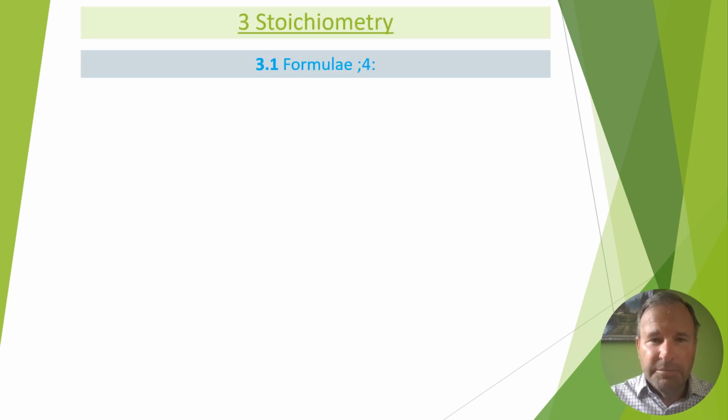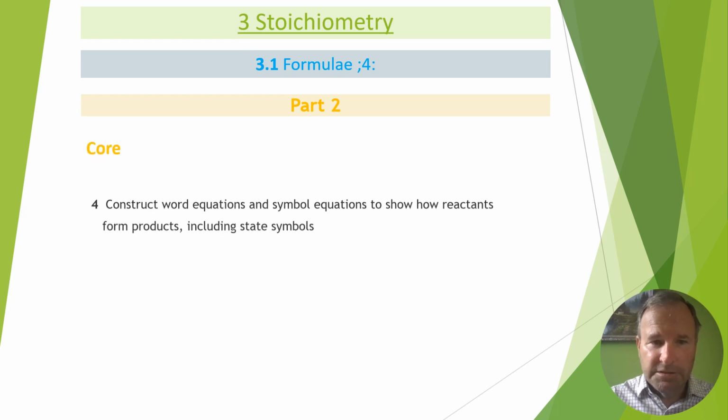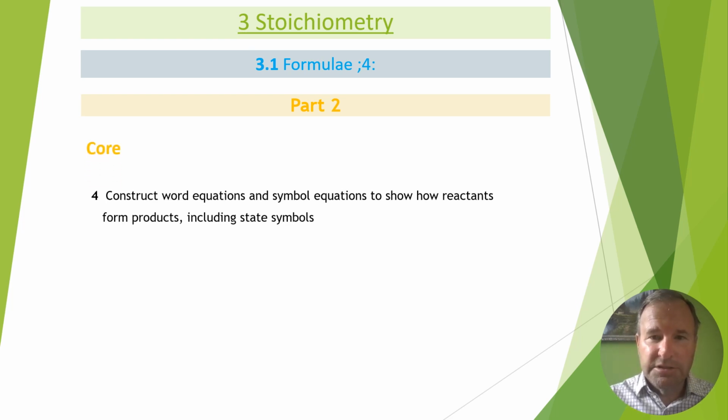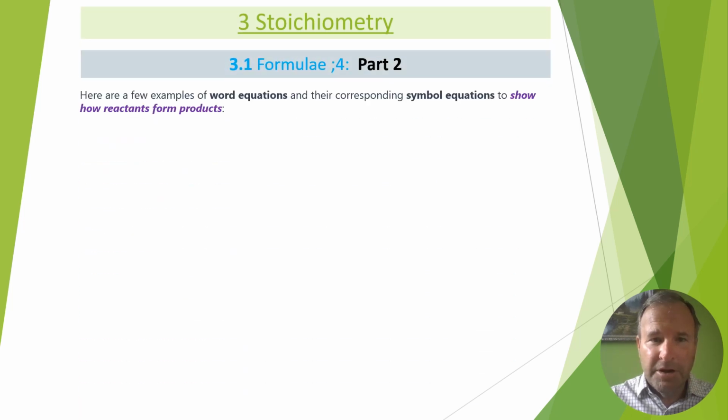Back to the next session of videos on stoichiometry 3.1 formulae, learning outcome part 4, part 2. This is the core: construct word equations and simple equations to show how reactants form products, including state symbols. I'm going to go into more detail now. Hopefully we'll get a better idea of what's going on.